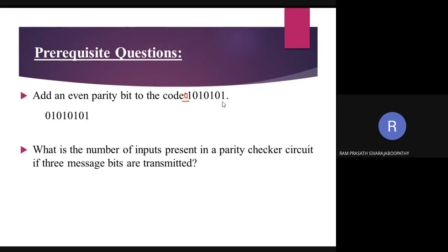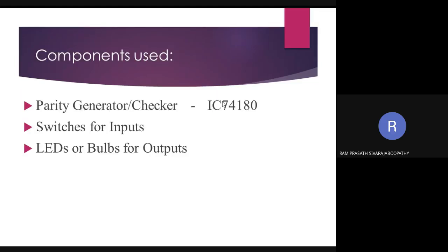Okay. Then what is the number of inputs present in a parity checker circuit if 3 message bits are transmitted? We transmitted 3 message bits at the transmitter, so how many bits will be received at the checking end? 4. Very good, Srigari. 4 inputs. Very good. Fine. Now we will go with the IC.